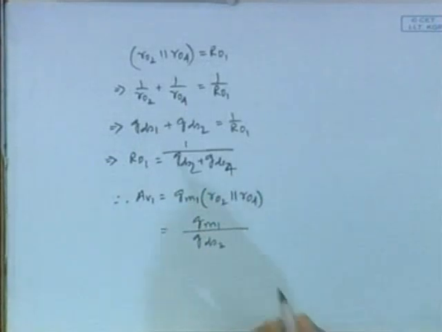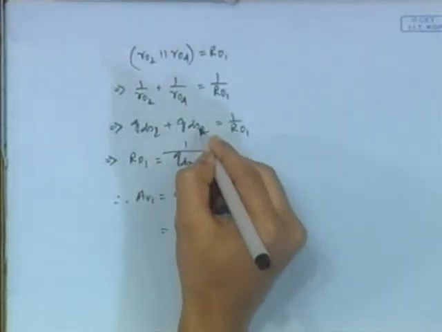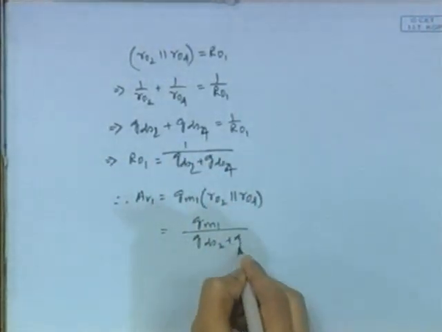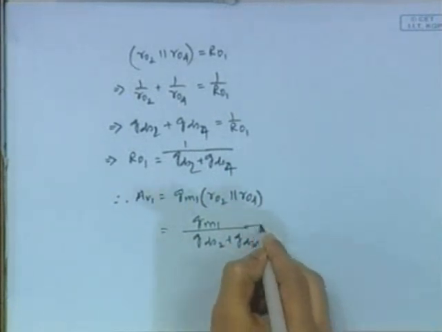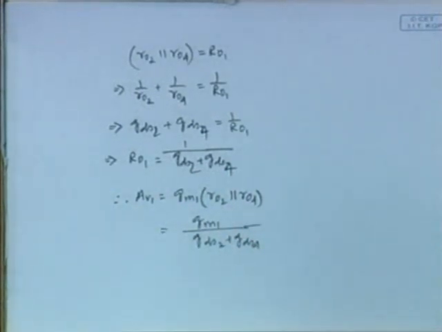This is 2 and 4. This is 2 and 4. GDS2 plus GDS4. Clear? And what is GDS? GDS is lambda into Id.